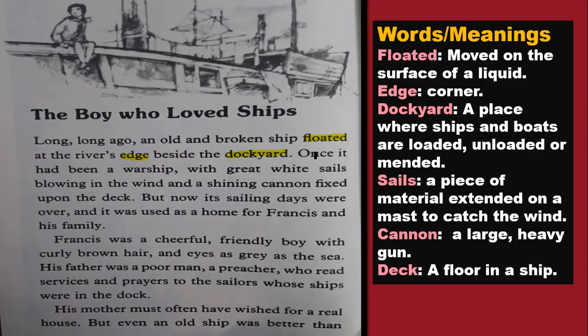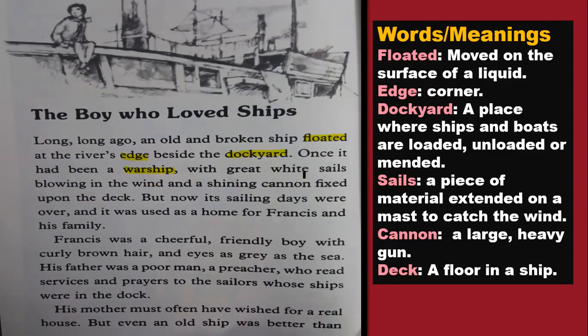and it was beside the dockyard. Once it had been a warship. Now, what is a warship? A warship is a ship that has been used in wars, in battles. So it was a warship. And how did it look? It had great white sails blowing in the wind and a shining cannon fixed upon the deck. So, what was it having?